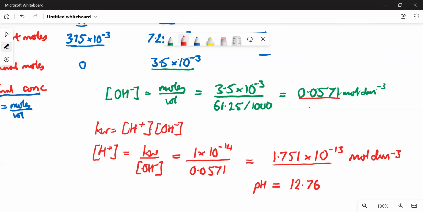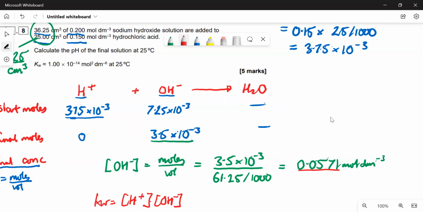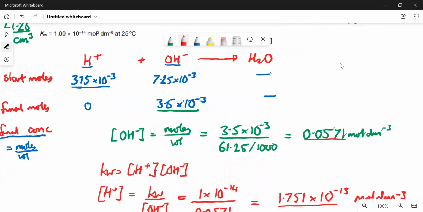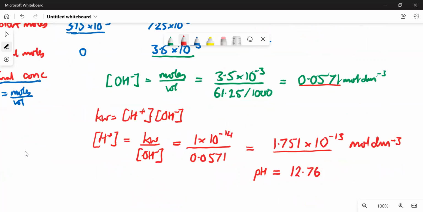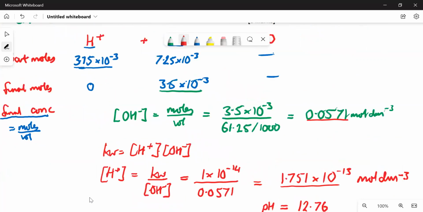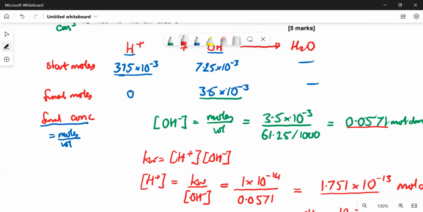Right. All right, how many marks was that? Was that 7 marks or 5 marks? There's a lot of marks for that question. As I say, the most common place people will go wrong there is here. People forget, they work out the moles of OH minus, but that's not what you want. You want the concentration. You've got to divide by the volume. Okay.